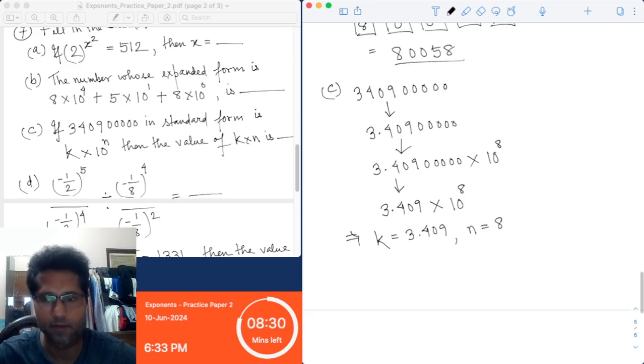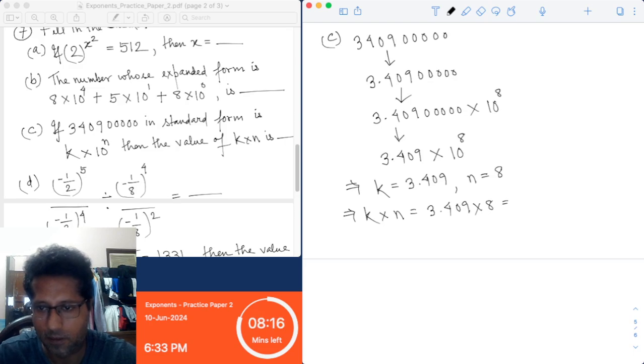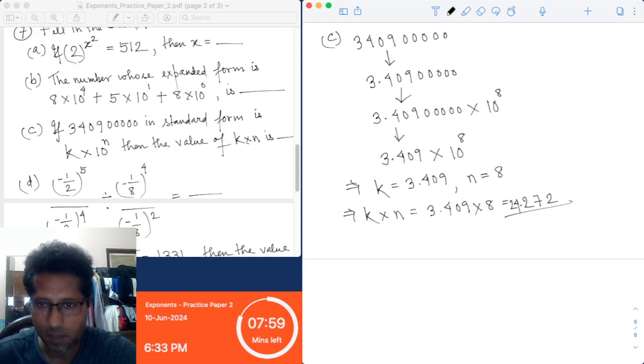So we are asked to find the value of k into n. So this implies k into n is 3.409 into 8, and that is 24.272. That is the value of k into n.